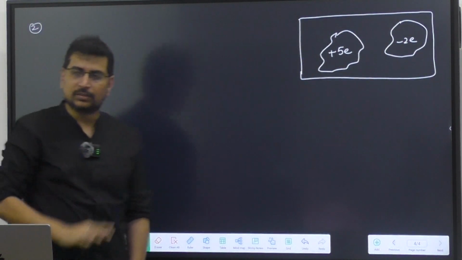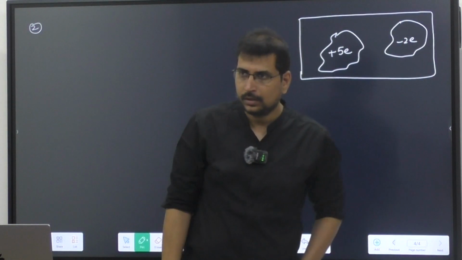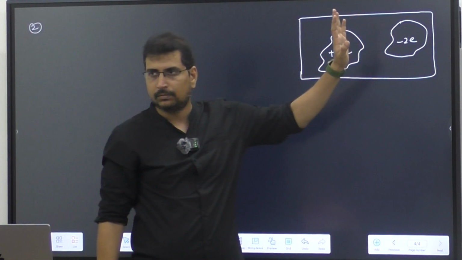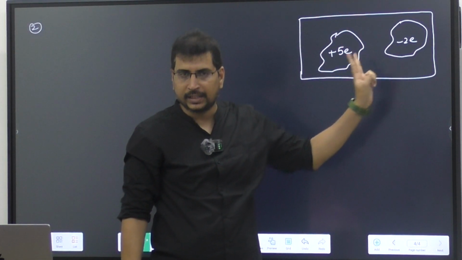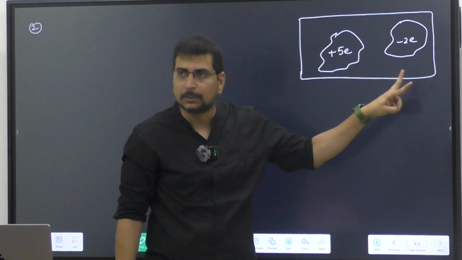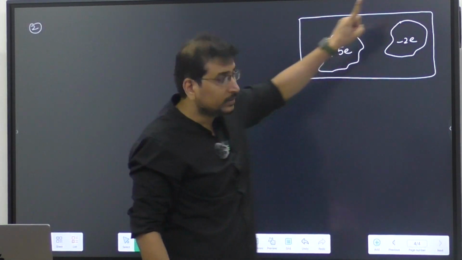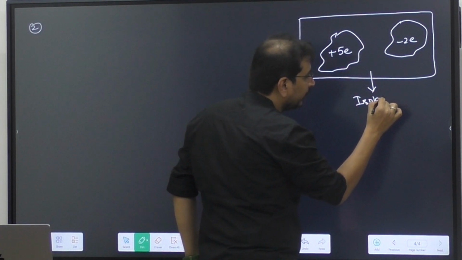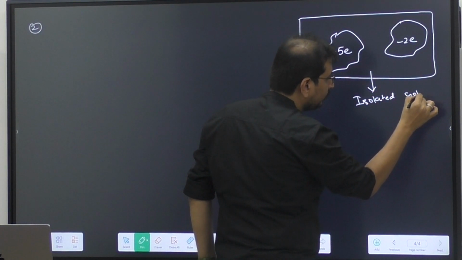I'll isolate it from the surroundings. Means only these two charges can interact. They cannot interact with the surrounding. Means if at all they lose or gain any charge among them, it can happen only among themselves. It cannot happen with the surrounding. Then this kind of a system is what is called as an isolated system. Make sense?